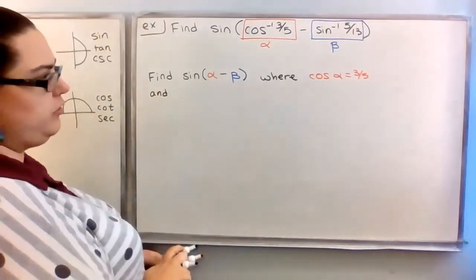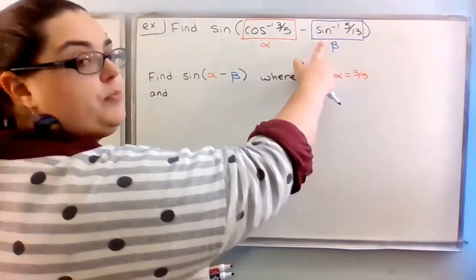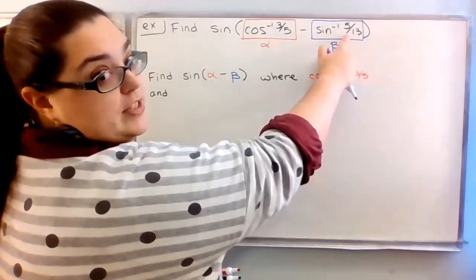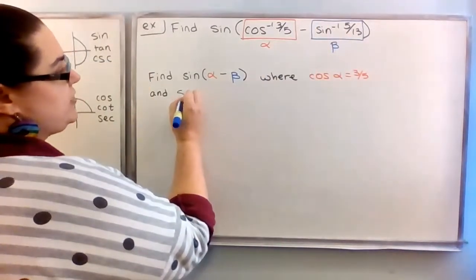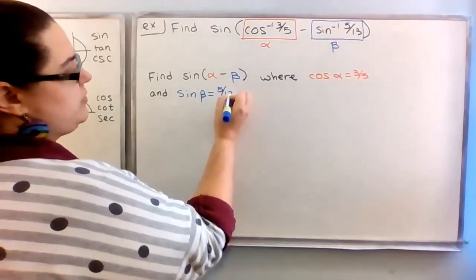And over here, we have beta from this expression. So that means we're going to have sine of beta equaling 5/13. So we have sine of beta equals 5/13.